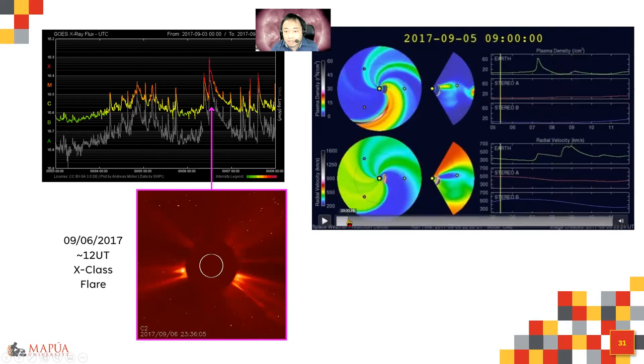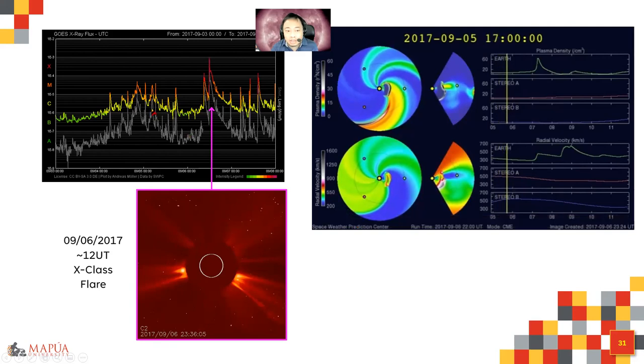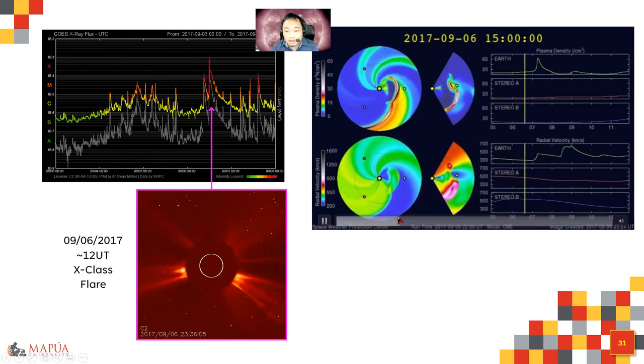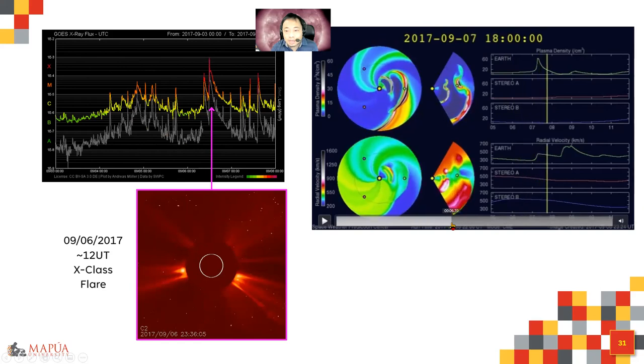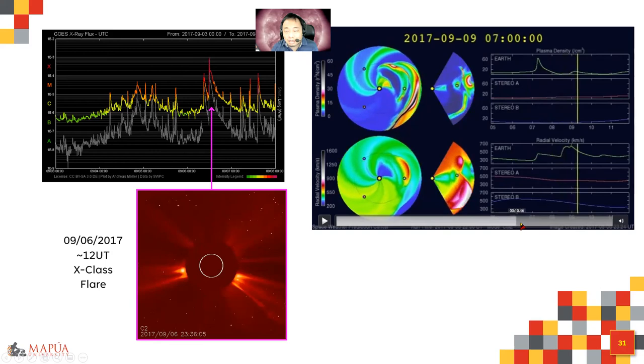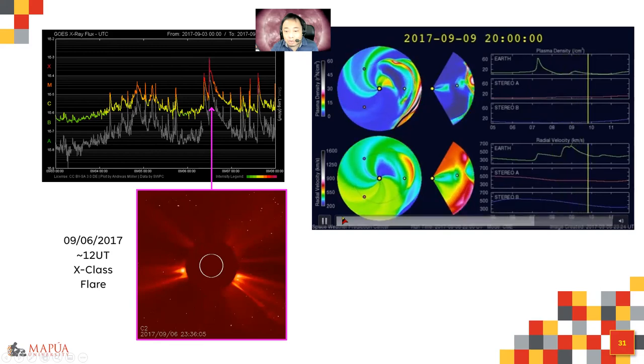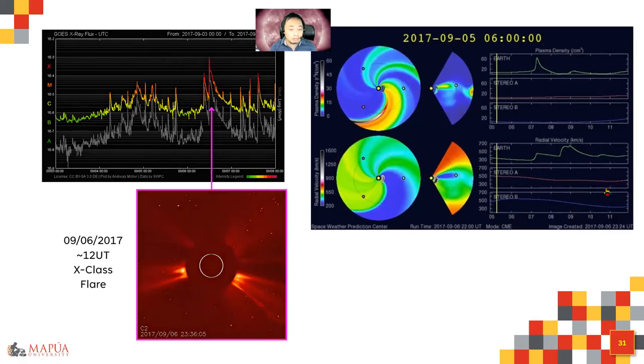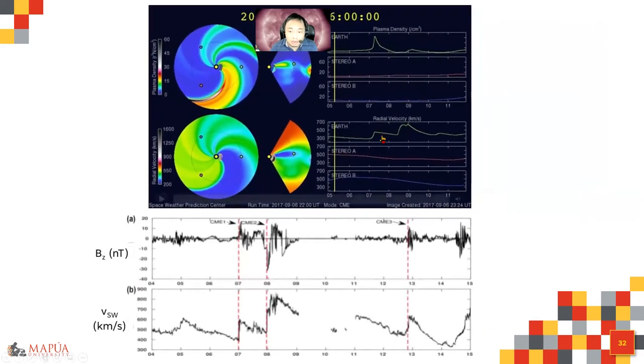Okay, let's review that. This is the first CME that is caused by this flare, and this is the second CME. And you will see that they produce two arrivals. This is the first arrival of the first CME, and this is the second arrival of the second CME. So if we look at the solar wind data, we can actually observe the two CMEs.